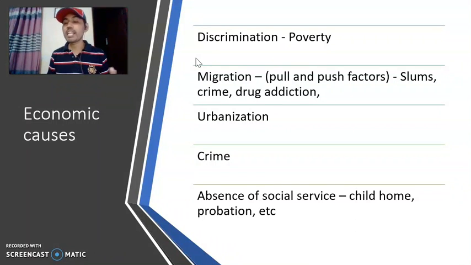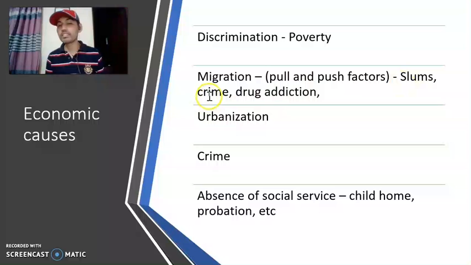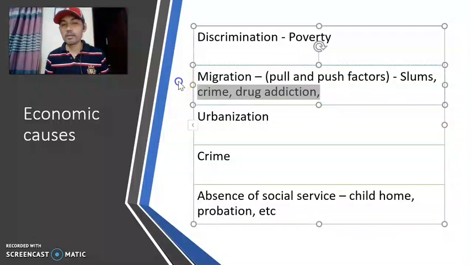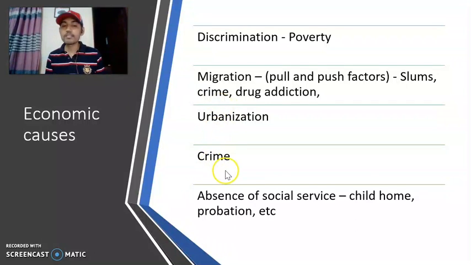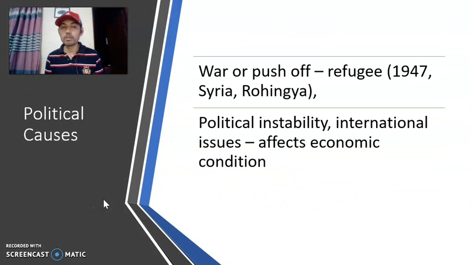And because urban areas have some pull factors, there is an opportunity of getting jobs, an opportunity of getting a good life, but sometimes they have to live in the slums, a very unhygienic environment that causes lots of healthcare problems, lots of mental problems. Crime and drug addiction are very common scenarios of that type of living. Urbanization, crime, all because of economic reasons, and absence of social service also causes social problems.